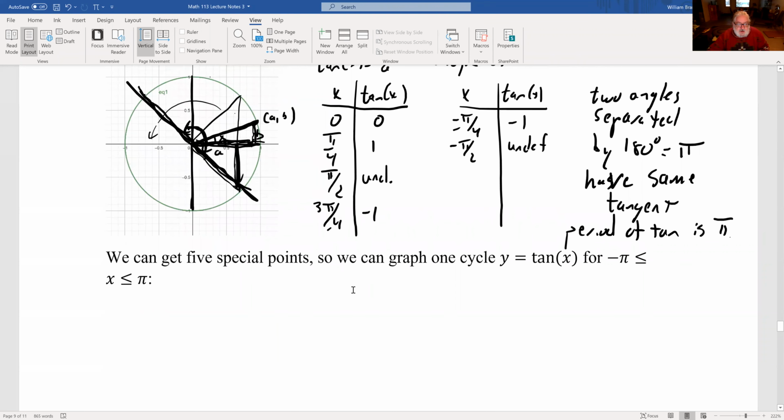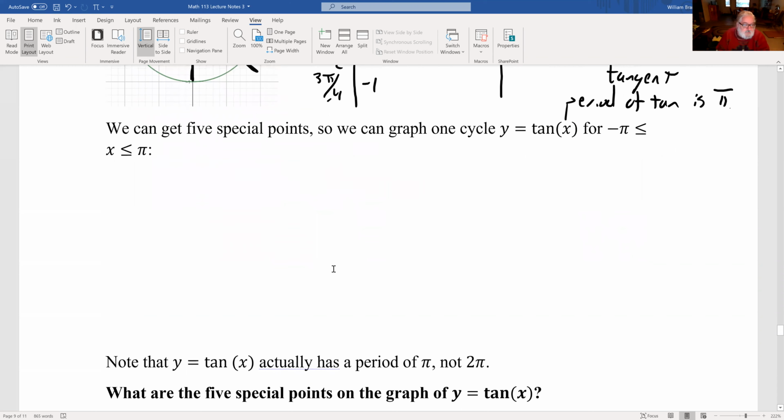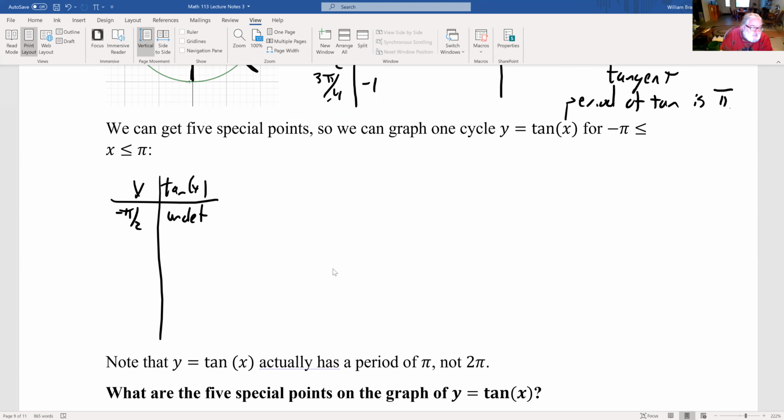So that gives us 5 special points, and we'll label them again. X, tangent of x. Minus pi over 2, undefined. Minus pi over 4 was minus 1, 0 is 0, pi over 4 is 1, pi over 2 is undefined. So what's our graph look like?